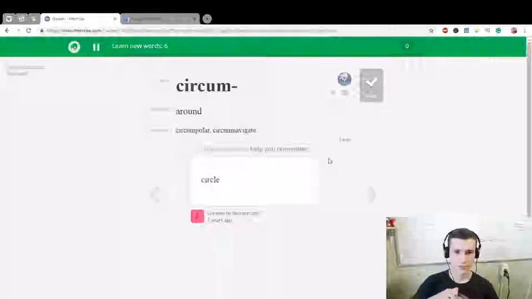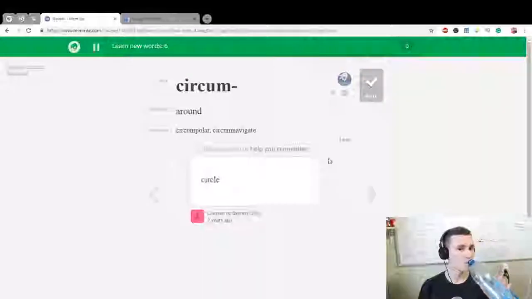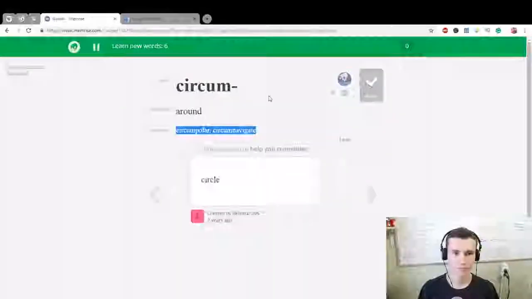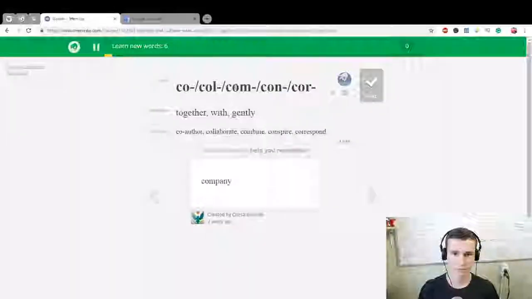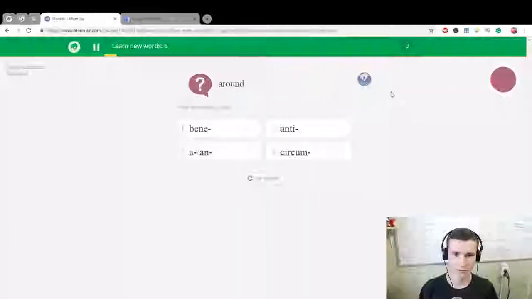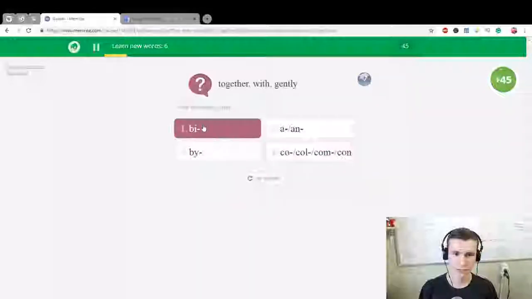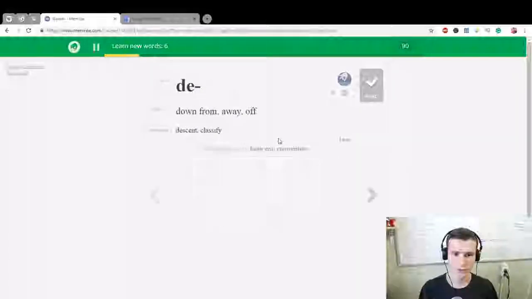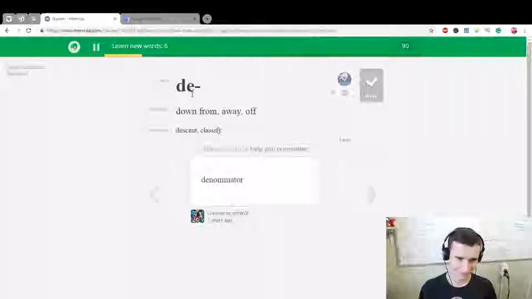Next, learn new words. Circum: around, like circumpolar, circumnavigate. Co, col, com, con, cor: together with, jointly, like co-author, collaborate, combine, conspire, correspond. Together. Around: circum. Together: co. Contra: against, like contraception.